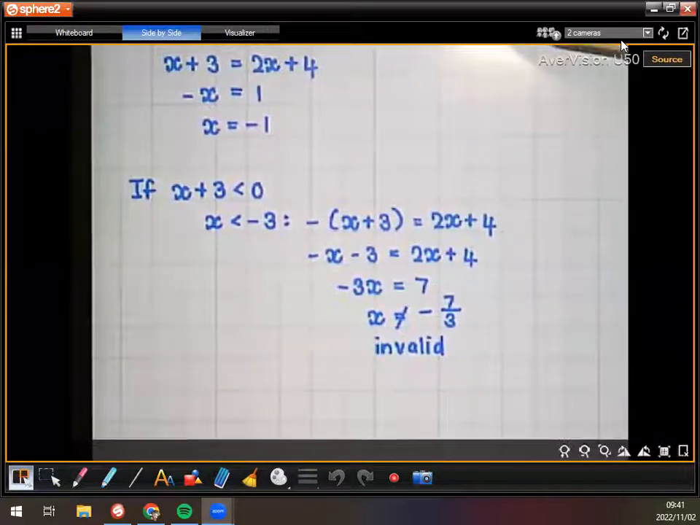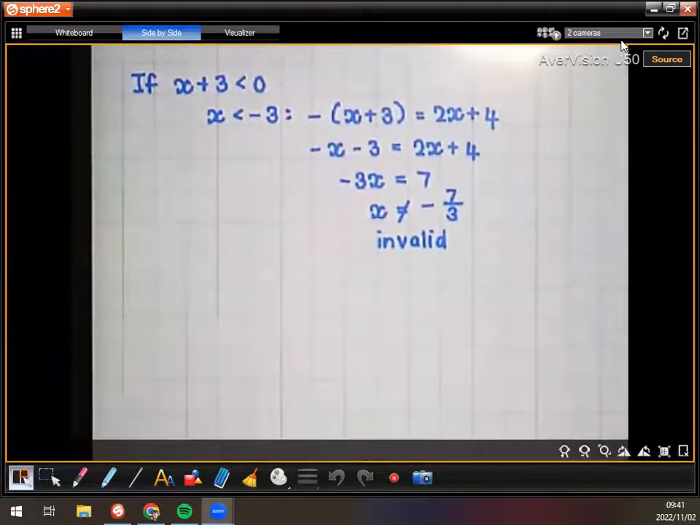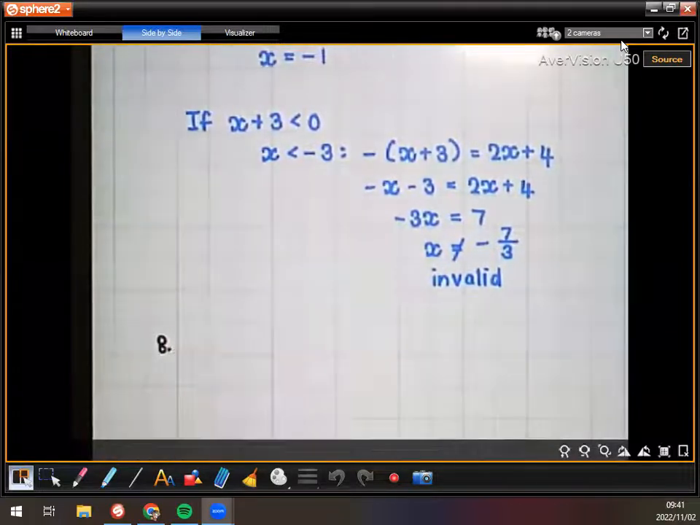Okay, guys, I'm going to give you another one like this for you to do on your own that we can mark. What is this now? Number 8.